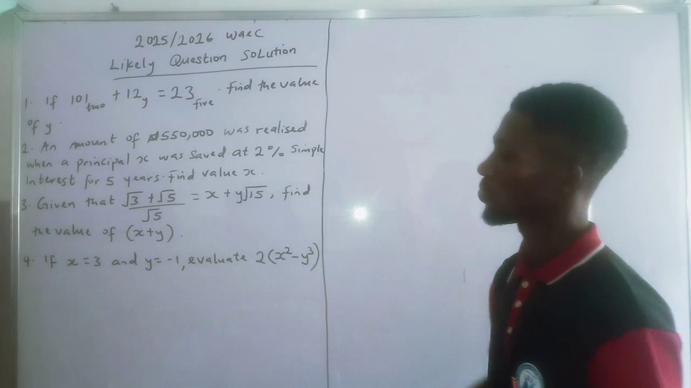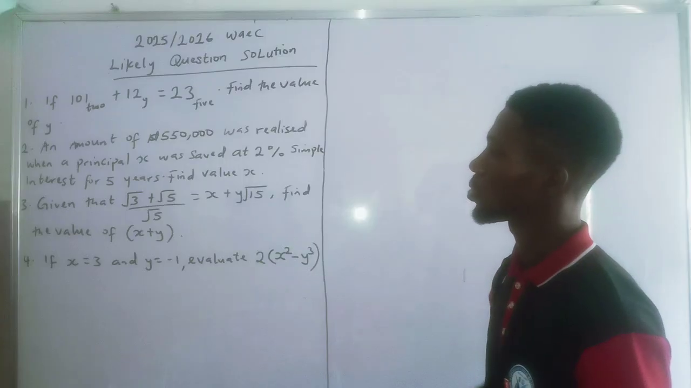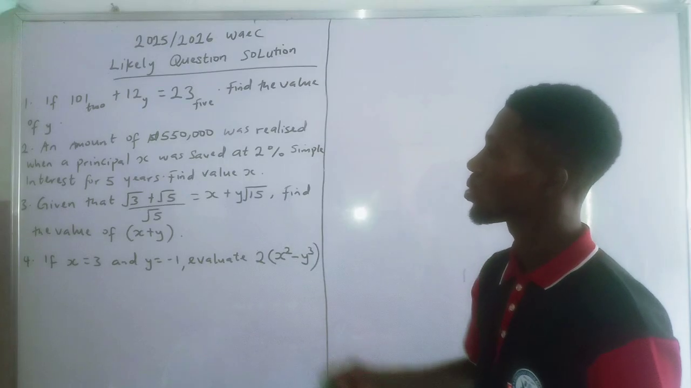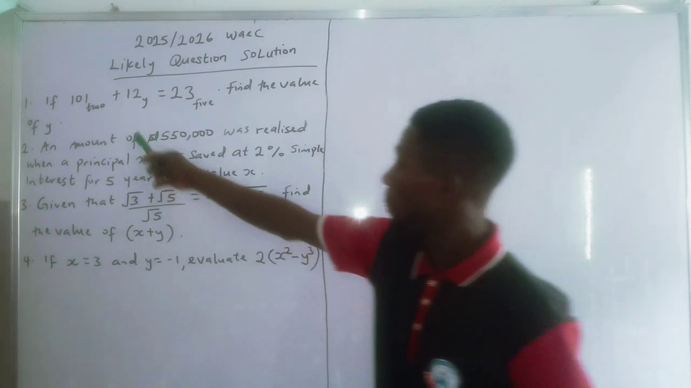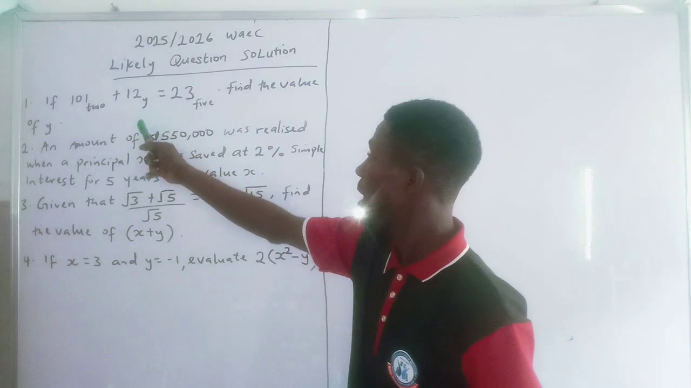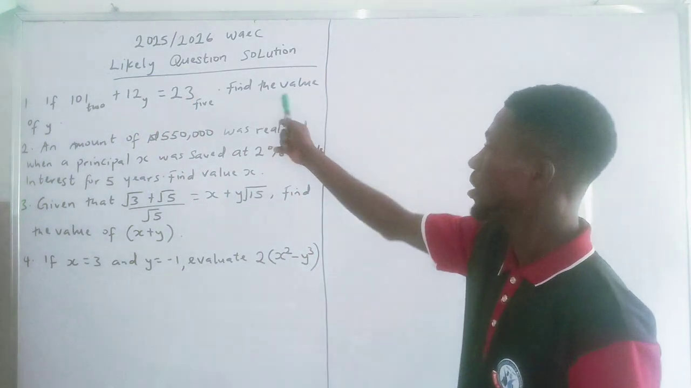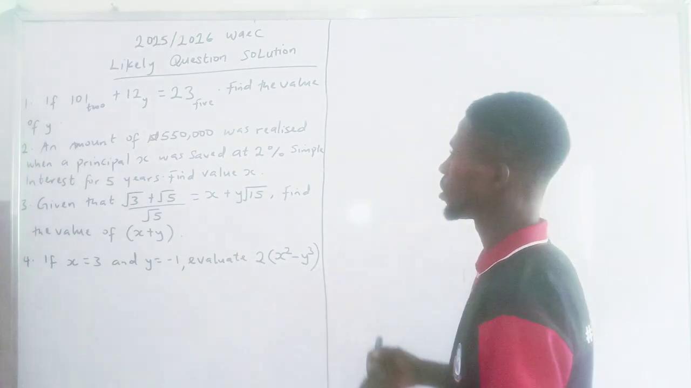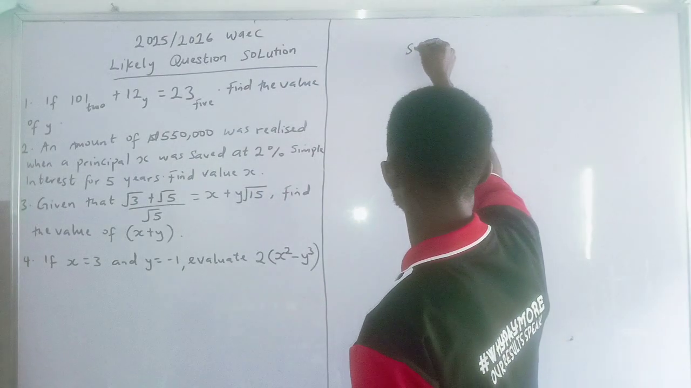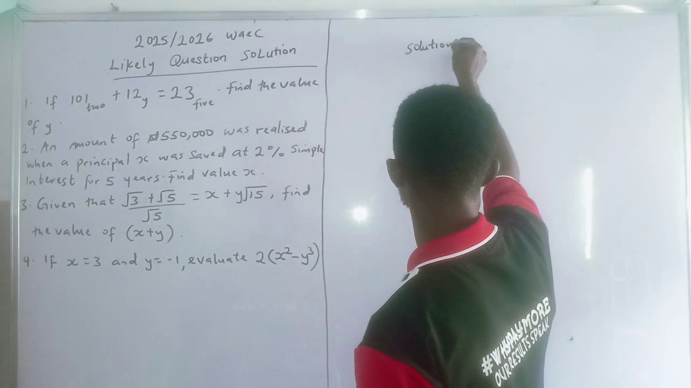We have question 1 to 4. So we are going to start with question 1. It said, if 101 base 2 plus 12 base y equals 23 base 5, find the value of y. So from there, what are we going to do? Let's start with our solution.